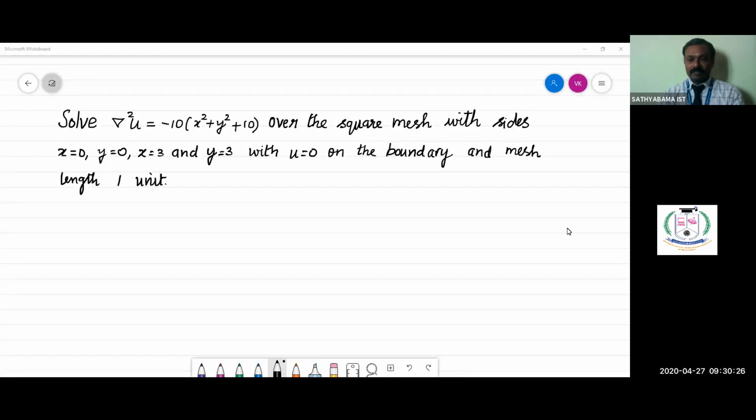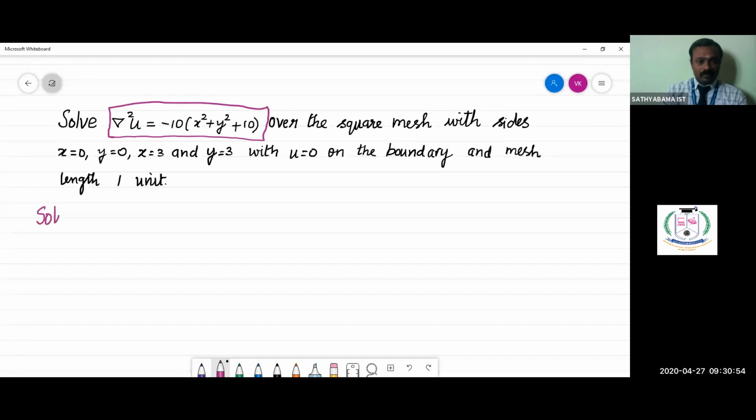In this class, let's solve a few problems from the Poisson equation. The difference between the Laplace equation and the Poisson equation is, if del squared u is equal to 0, then it is a Laplace equation. If you have some non-zero function, then we call it a Poisson equation. And we also studied the difference equation corresponding to the Poisson equation.